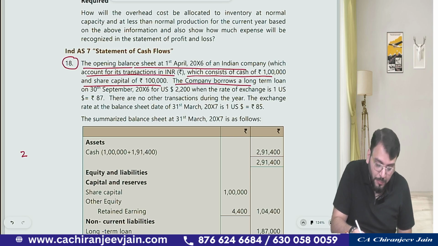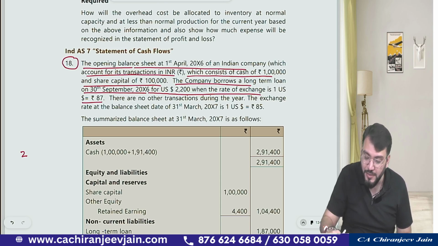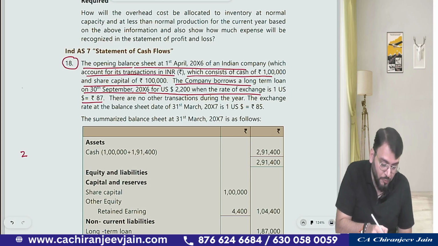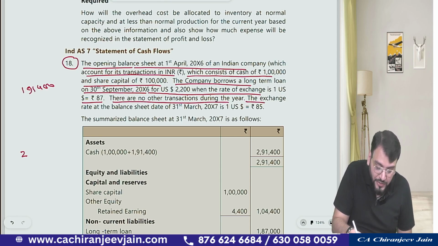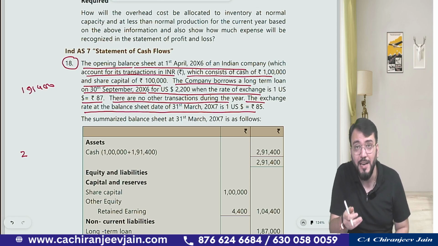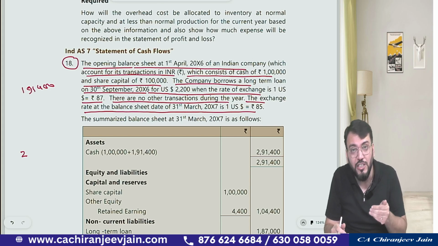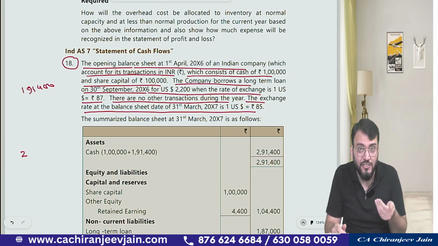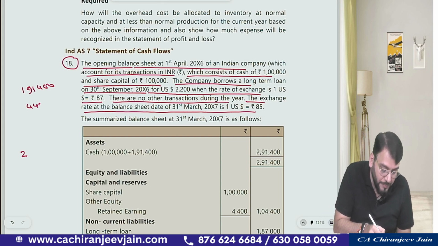The company borrowed a long-term loan on 30th September 2006 for US dollar 2,200 when the rate of exchange is $1 equal to 87. How much foreign currency borrowing proceeds have been received? 2,200 into 87 is 1,91,400. Now, there is no other transaction during the year. The exchange rate as on the balance sheet date, 31st March 2007, is 85. So the exchange rate went from 87 to 85. As per IND AS 21, any foreign currency monetary items need to be recorded at the closing exchange rate. So of course, there will be some exchange gain, which will be transferred to the profit and loss account. What is the exchange gain? 2,200 into 2, that is 4,400.